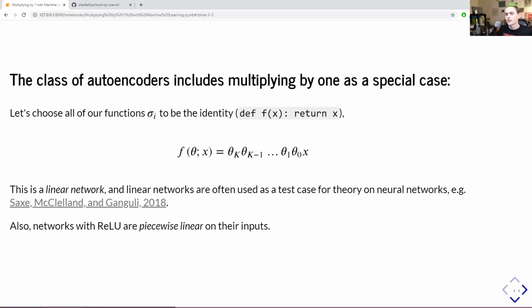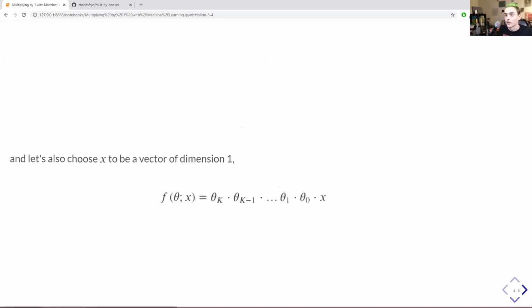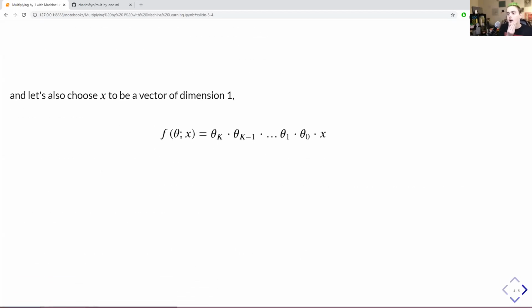It's also the case that networks with rectified linear units are actually piecewise linear on their inputs. So this gives you a sense that if I only change the input a little bit, a rectified linear network will behave very close to a linear network. So it's another reason why this case is useful for helping you build your intuition about what's going on. The difference being that because it's simple, and because it's dropped that nonlinear piece, it's a lot easier to understand.